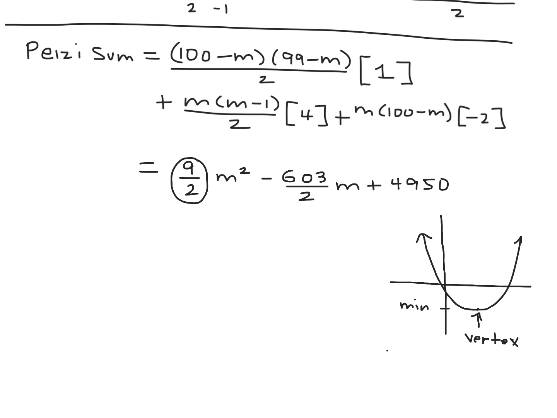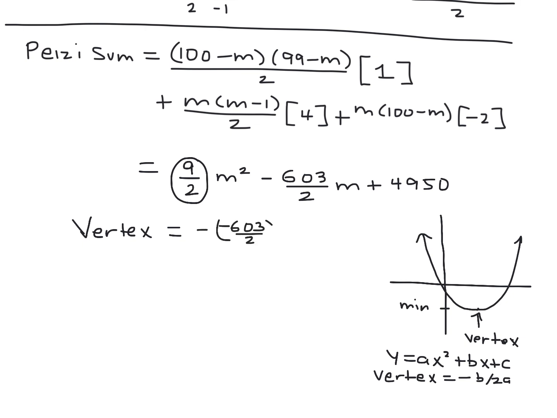And the vertex of an equation that is of the form y is equal to ax squared plus bx plus c, vertex is equal to, I think some of you may remember, minus b over 2a. So to get the vertex, all we have to do is use that formula. So vertex over here, minus b, so that looks like minus 603 over 2 times 9 over 2. And that looks like 603 over 2 over 9. So 603 over 18. And if you take out your calculator, it comes to 33.5. Great. So we got that this is 33.5 on the x-axis, or in our case on the m-axis.